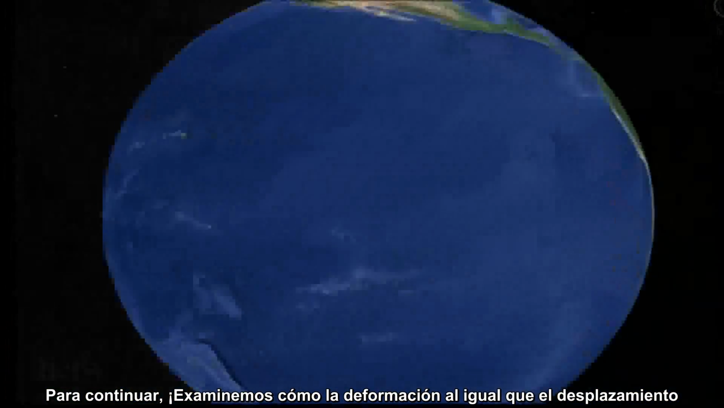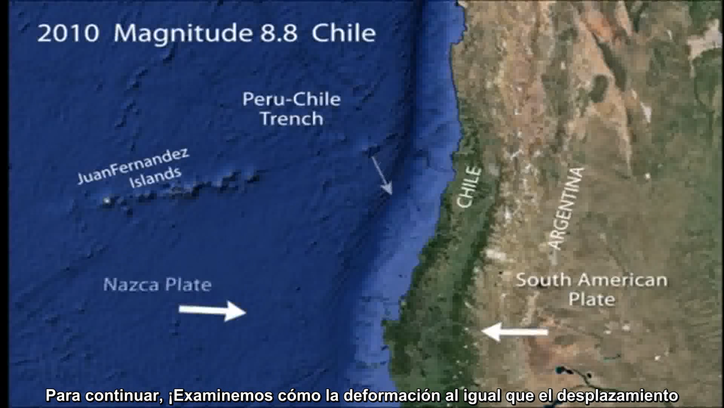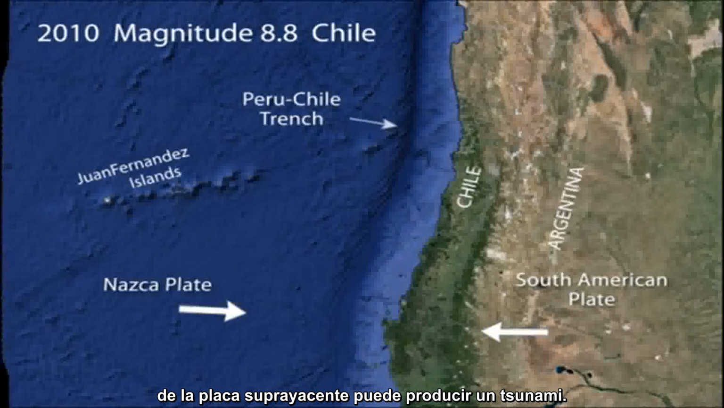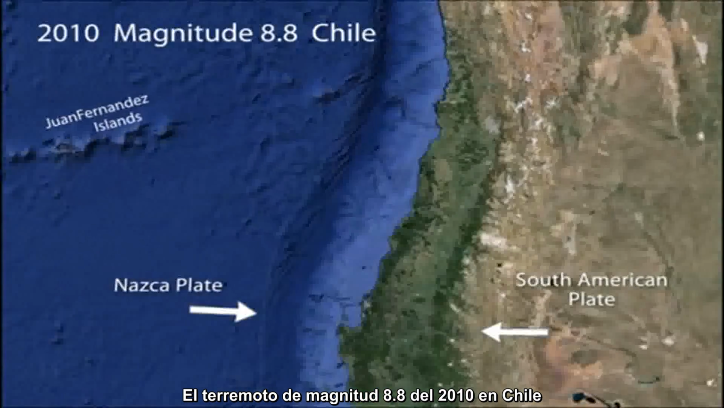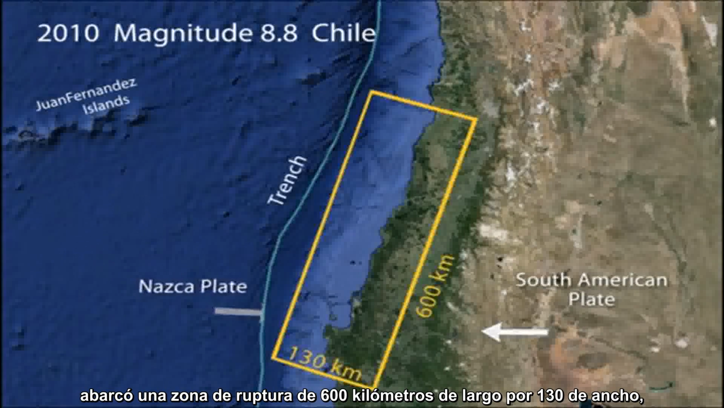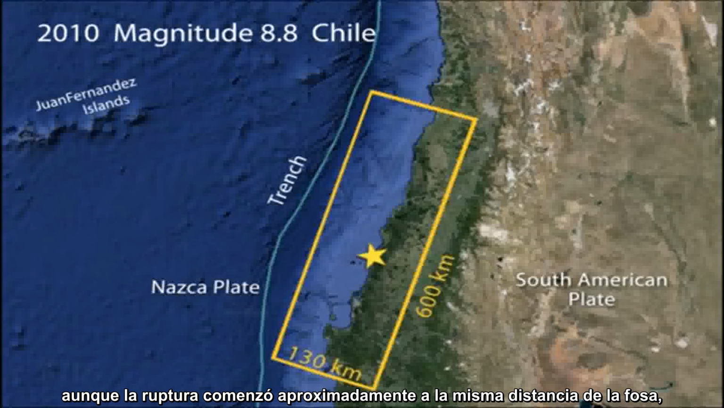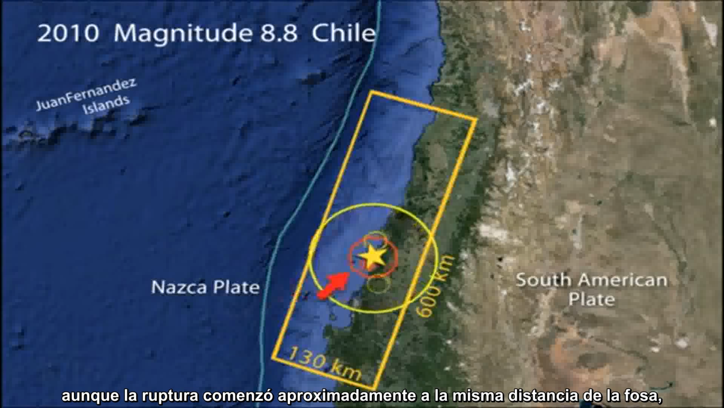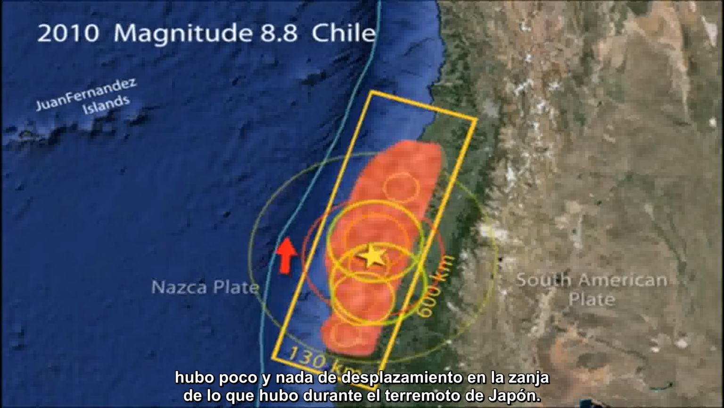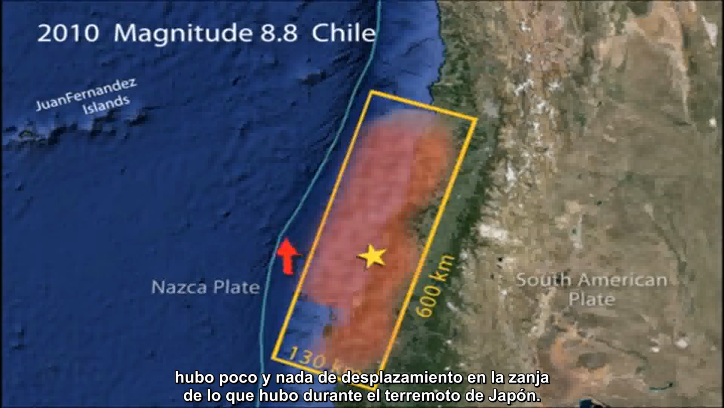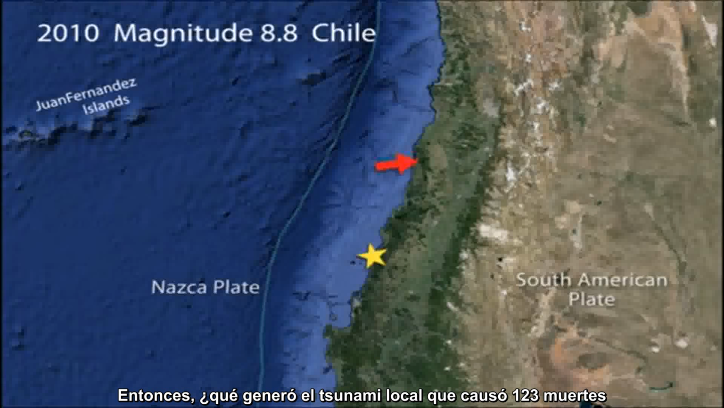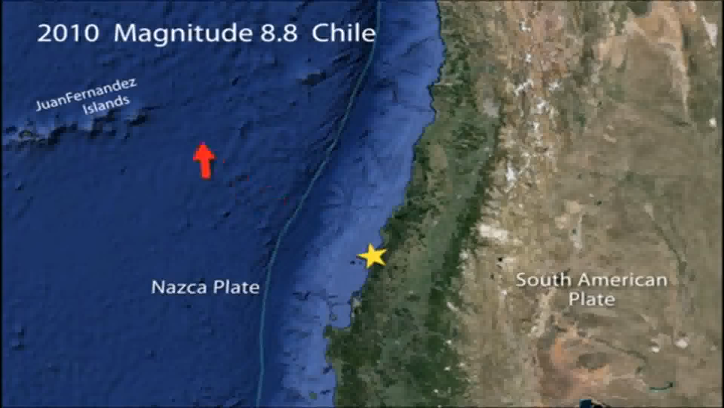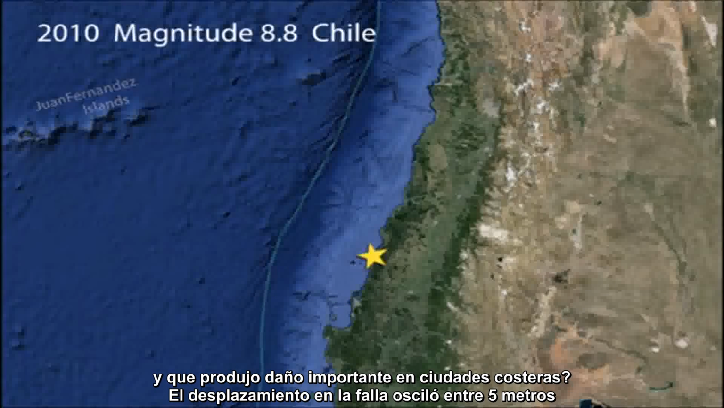Next, let's examine how deformation, as well as fault displacement of the overriding plate can produce a tsunami. The 2010 magnitude 8.8 Chile earthquake tore a rupture zone 600 kilometers long by 130 kilometers wide. Although the rupture began at approximately the same distance from the trench, there was little to no displacement at the trench as there was during the Japan earthquake. So, what generated the local tsunami that resulted in 123 deaths and produced major damage in coastal towns?